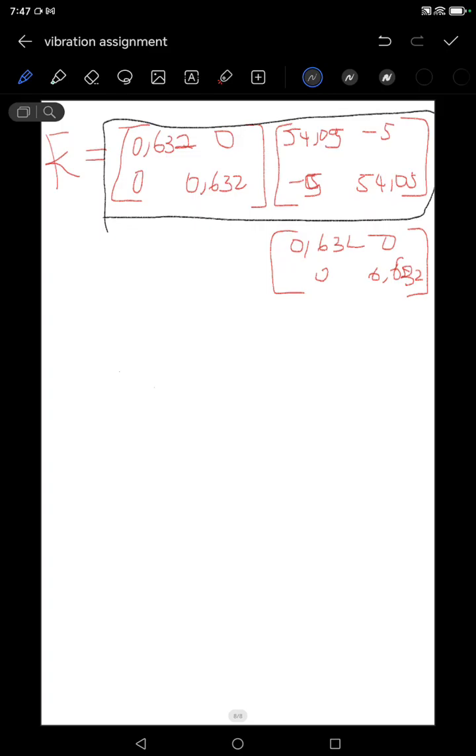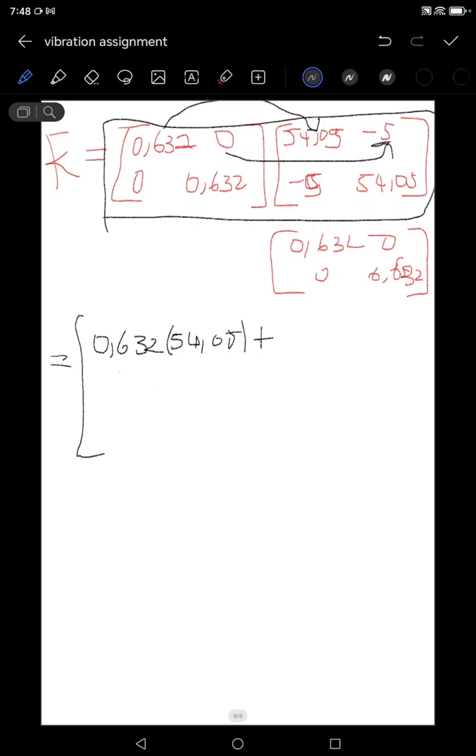So what I was saying is we're going to have 0.632 multiplied by what? By 54.05. Okay, this is what I'm saying. So it's going to be our first vector here. So it's going to be 0.632 multiplied by 54.05, and then plus 0 multiplied by what? By -5. So it's this one and this one for the first corner. So plus 0 into -5, like this, okay, and then we get the answer.